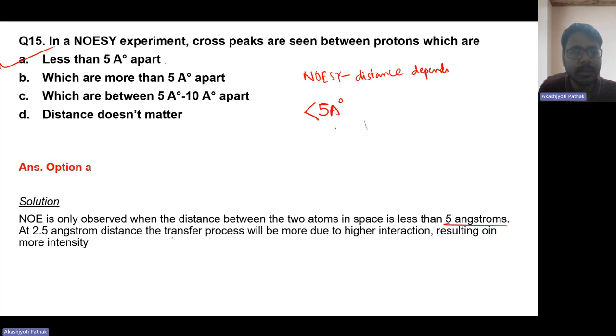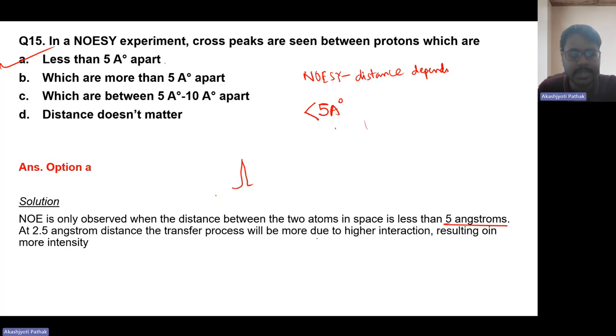At 2.5 angstrom, the transfer process will be more due to higher interaction. So the lesser the distance, the more will be the interaction and the more will be the transfer process. You will get a better intensity. The peak will have a higher intensity.